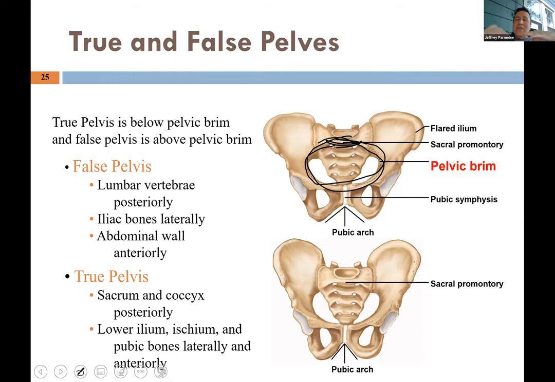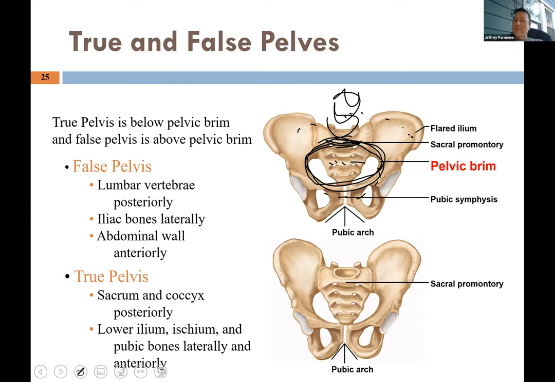And then everything above that is the false pelvis. Below it is more protected. That'll be your true pelvis, below this pelvic brim. And so down in here, it's well protected. Your sacrum in the back and all the pelvic bones here. And that false pelvis, less protection. In the back, you'd have your lumbar vertebrae. You got your ilium protecting you. In the front, it's just your abdominal muscles providing protection. So when you look at your pelvis, the true pelvis is deep below that brim. And then the false pelvis is above, with the anterior part just being your ab muscles.